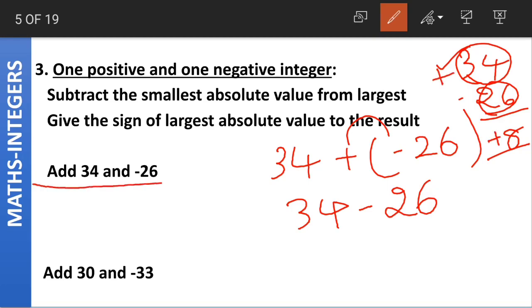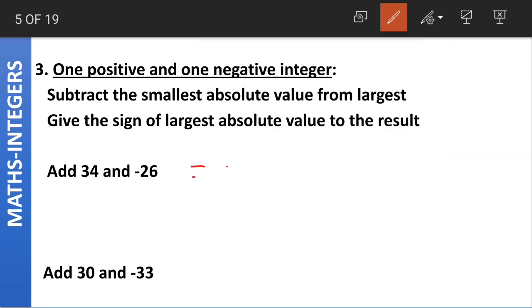Again, this question was asked by one of the students in yesterday's class live chat. So I took the same example here so that I can explain it to all of you. 34 plus of minus 26, plus into minus becomes minus, and when we subtract 26 from 34, we get 8 as the answer. As 34 is the larger number and it is a positive integer, we put the positive sign in front of the answer. Understood class? 34 minus 26 gives us plus 8.